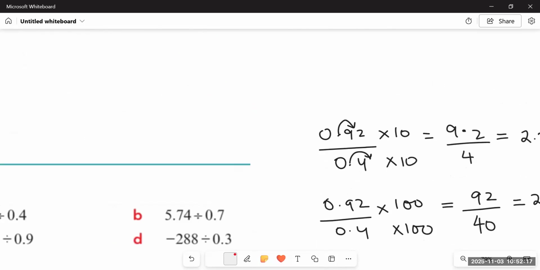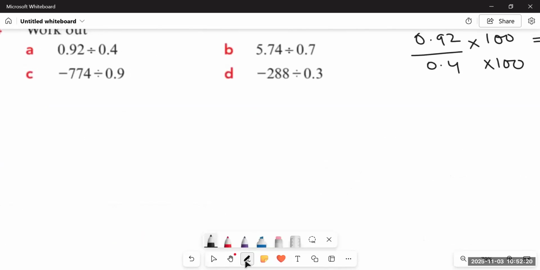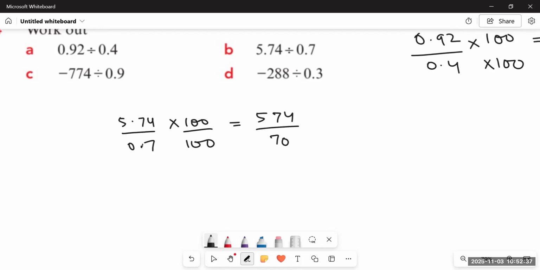Now let's talk about the next question. Part B. Part B is 5.74 over 0.7. We'll multiply both of them by 100. Okay? So it would become 574 over 70, right? So what you can do, instead of dividing it directly, since we know that both of them are even numbers, let's divide them by 2 each. Okay? If we divide 574 by 2, it will become 287 over 35. 2 35s are 70.